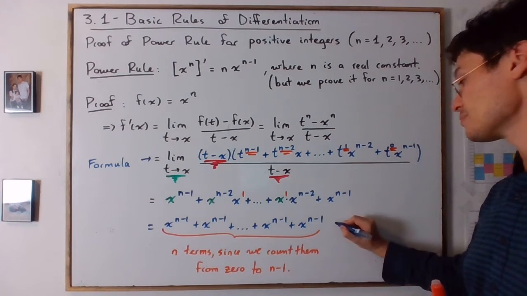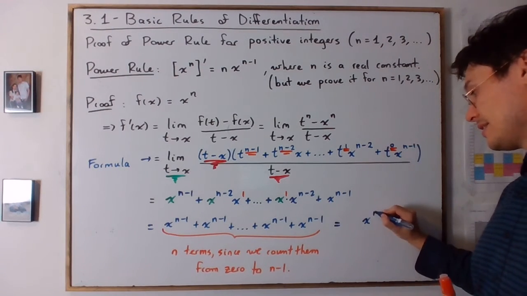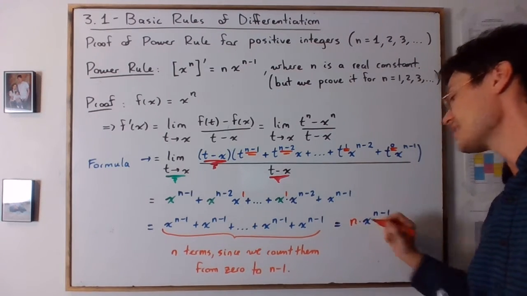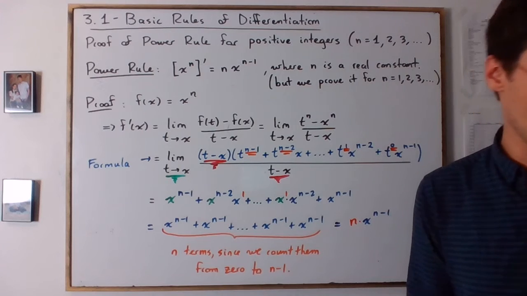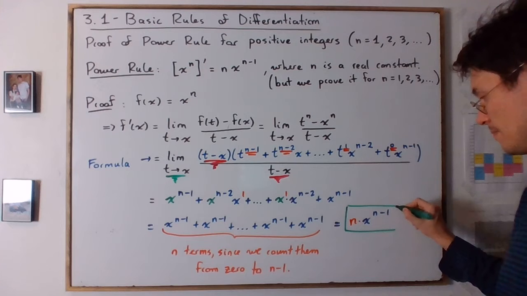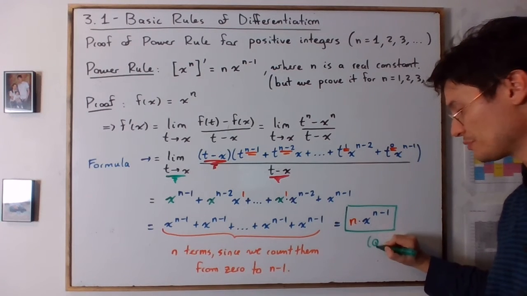And this completes the proof. It means that instead of writing it as a sum, you can write it as a multiplication, n times x to the power of n minus 1. And this is what we wanted to prove.